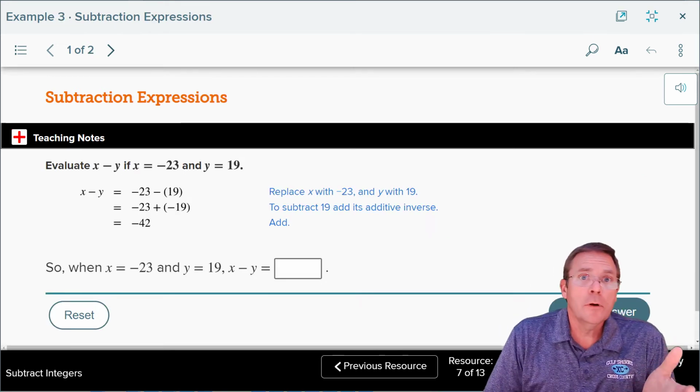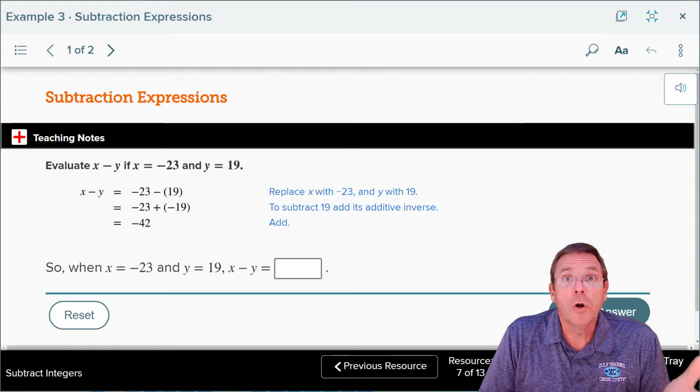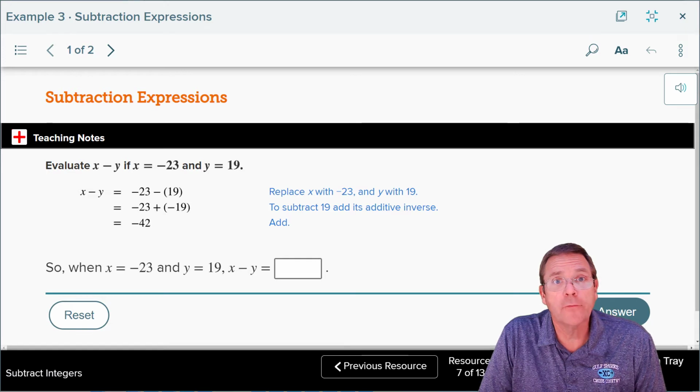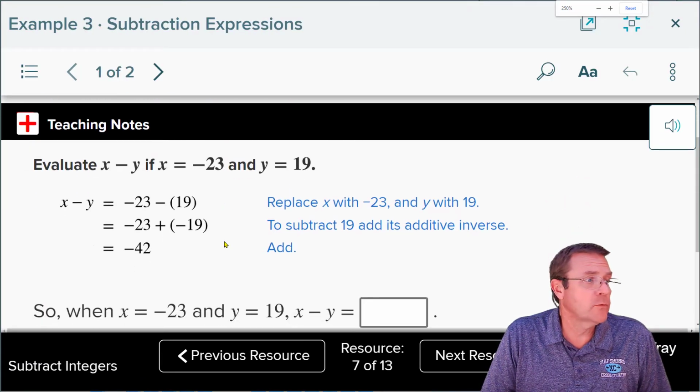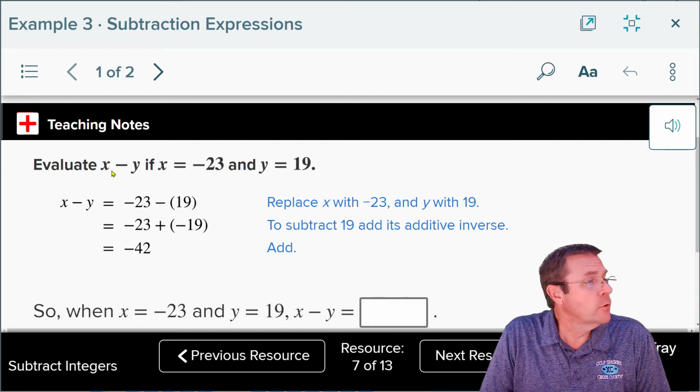Now for the next problem, the textbook got all kinds of stupid on us. I mean, they just simply did. They made things way harder than they have to be. Let's take a look at what they did, and then we're going to discuss what Mr. Reitz's rules say to do. The original problem was x minus y, where x is negative 23 and y is 19.